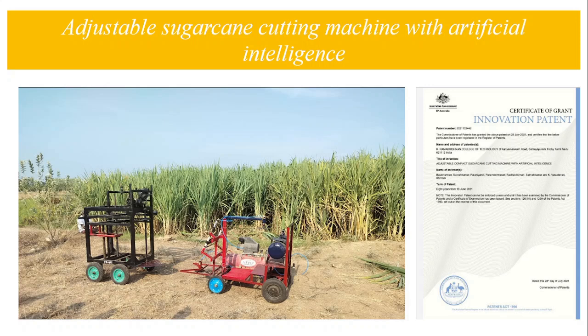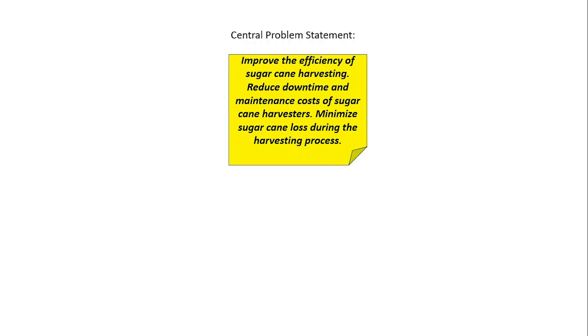I can explain one case study: how do I understand the problem? I developed a product with my students, and I got an innovation patent grant from the international patent office. I made an adjustable sugarcane cutting machine with artificial intelligence, which is the product name. Here you see my product on the land, an artificial intelligent assistant machine. It harvests the sugarcanes, but before I made the product, I followed some steps.